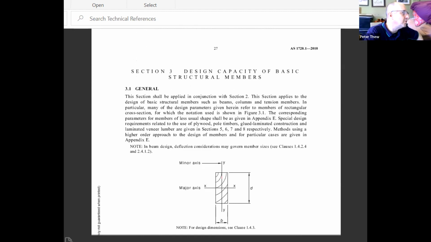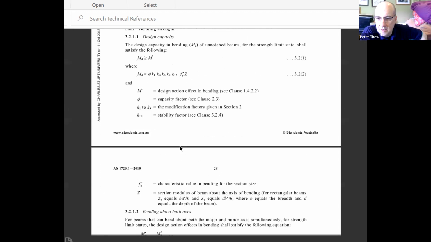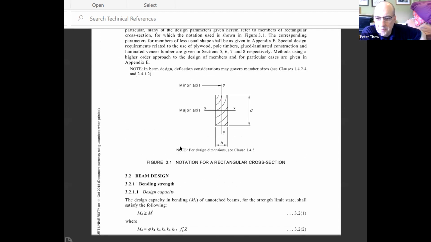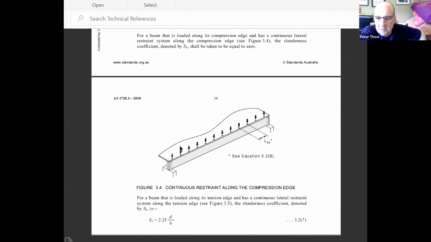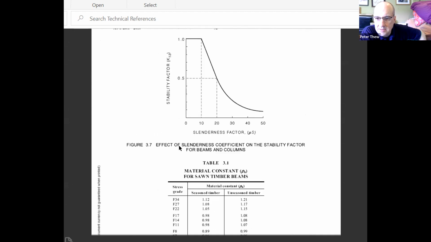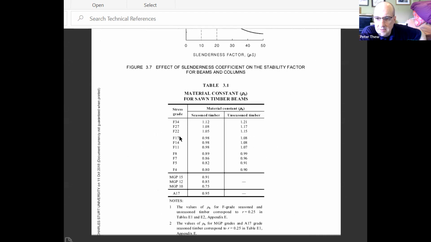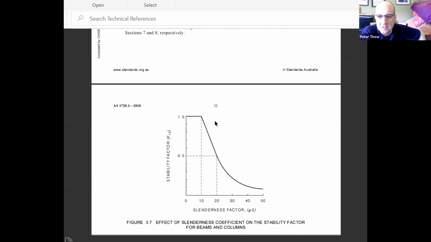So let me find what clauses we have to go here. Table 3.1. Yep, here we go. Okay, table 3.1 is... Oh, that's a seasonal constant. All right.